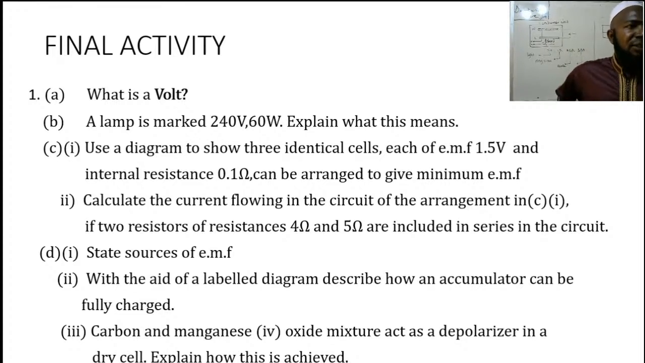Then part C, a cell in series with 2 ohm and switch has a high resistance voltmeter across it. The voltmeter reads 1.5 volts with K open and 1.2 volts with K closed. What is the value of the EMF in the cell? What is the current through the 2 ohm resistor? What current would flow if the cells were short-circuited?